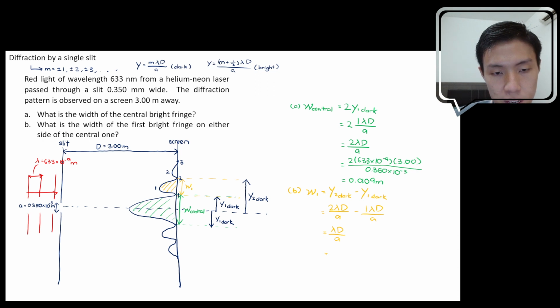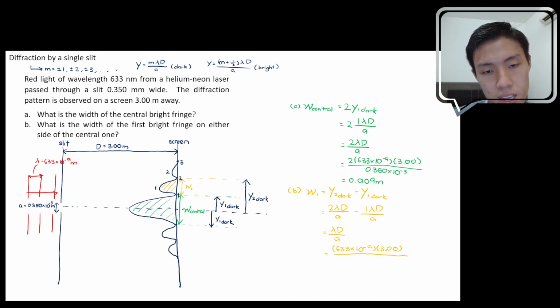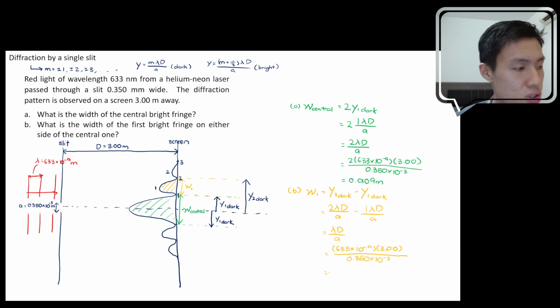Whereas for the width of the first bright, you do a similar substitution but without the 2 in front. So this will be 633 times 10 to the power negative 9. The distance between slit and screen is 3.00. Divide by the width of the slit, 0.350 times 10 to the power negative 3. If you calculate it, you get half the value of W central, which is 5.43 times 10 to the power of negative 3 meter.